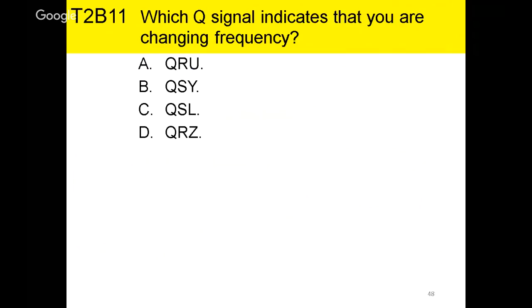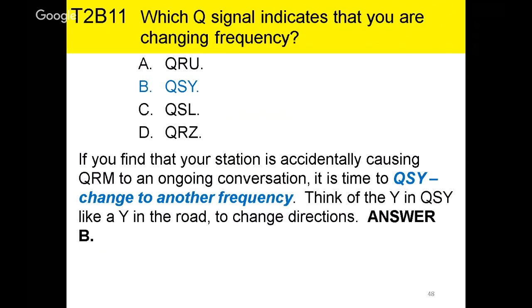So which Q signal indicates that you are changing frequency? Very easy to remember this one, QSY. If you remember the Y, you come down and it means you're coming down that one little leg there. You're on this frequency and you're going to QSY over to that frequency. So that's how I initially learned it.